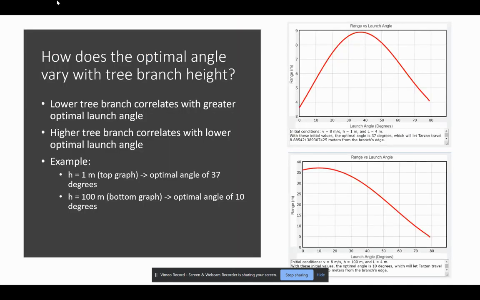How does the launch angle vary with the tree branch height? Lower tree branch height correlates with greater optimal launch angle and vice versa. For example, if h equals 1 meter, the optimal angle is 37 degrees as shown at the top, and if h equals 100 meters, the optimal angle is 10 degrees.